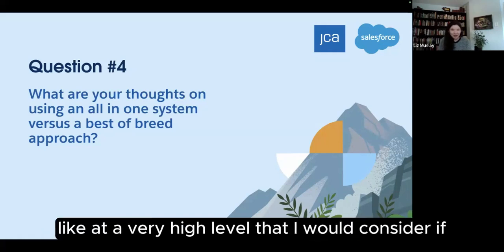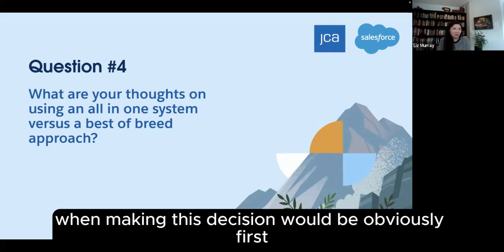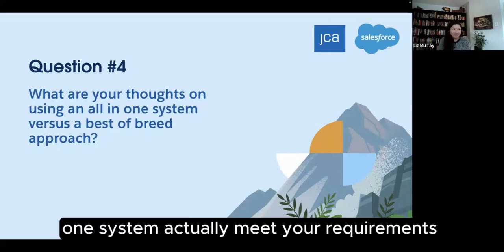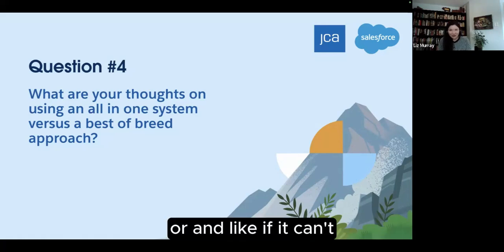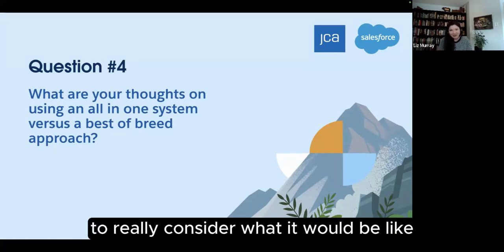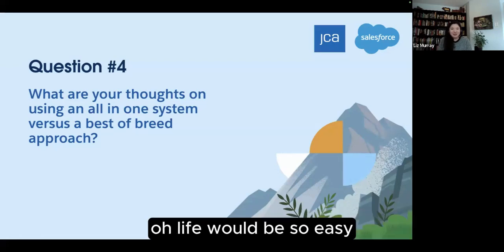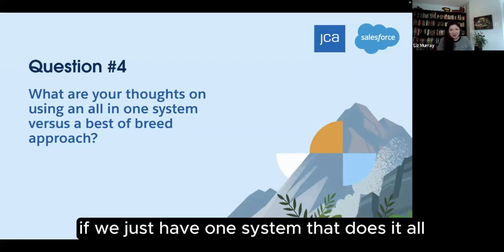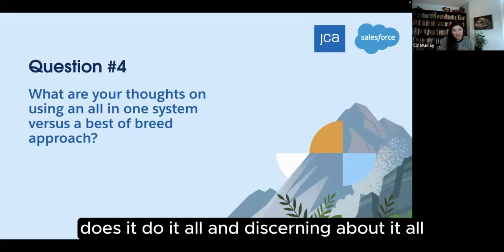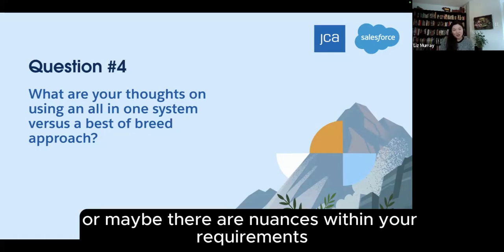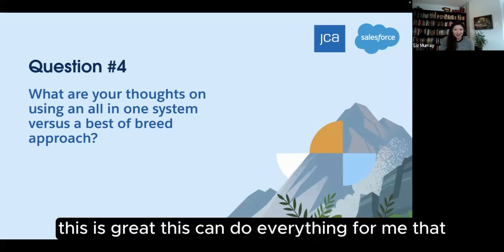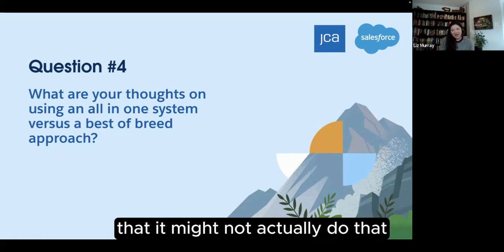Some of the things that, at a very high level, I would consider when making this decision would be, obviously, first, your requirements. Can this all-in-one system actually meet your requirements? And if it can't, or if it can only slightly meet them, what would those trade-offs be? Instead of getting caught up in thinking, oh, life would be so easy if we just have one system that does it all, be realistic and discerning about whether it does do it all, because maybe it does, depending on your requirements, or maybe there are nuances within your requirements where on the surface it might seem like, this is great, this can do everything for me, but it might not actually do that.